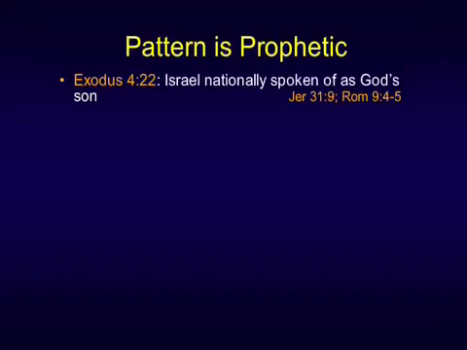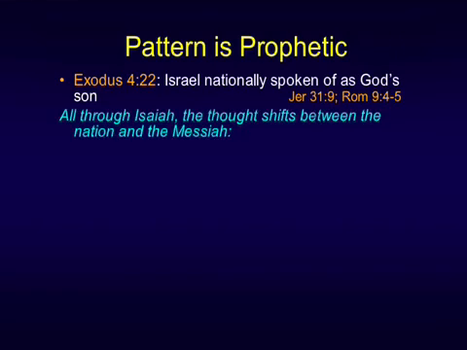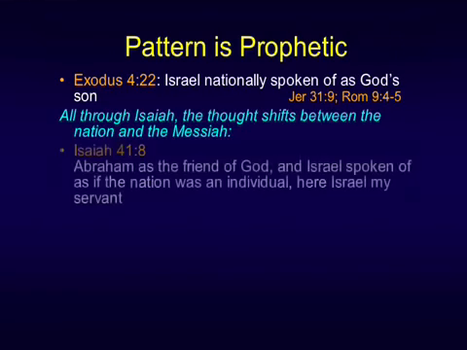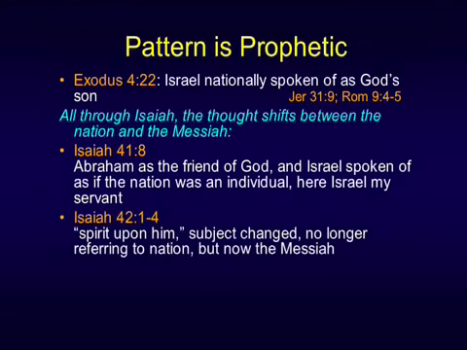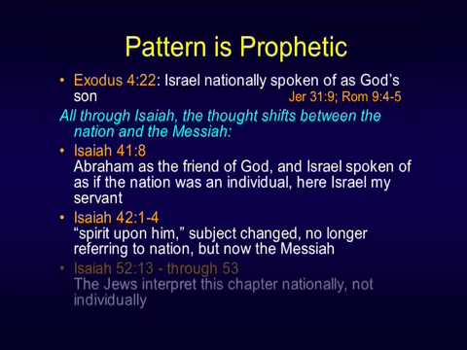Pattern is prophetic. Often in the Scripture, the person of Christ and the nation Israel are almost used interchangeably in a number of passages. Israel is called God's firstborn in Exodus 4:22. All through Isaiah, the thought shifts between the nation and the Messiah. Abraham is a friend of God. Israel is spoken of as an individual, and the Spirit's upon him like an individual, meaning the nation. And then you get to, of course, the capstone of this, Isaiah 53, where the Jews interpret this chapter as referring only nationally, not individually, but all you have to do is read it yourself and come to your own conclusions. It's pretty obvious.